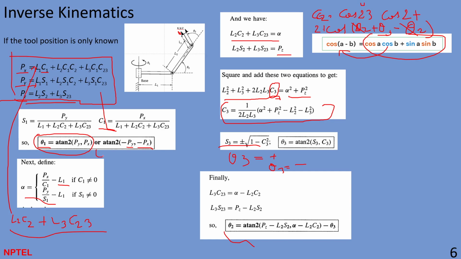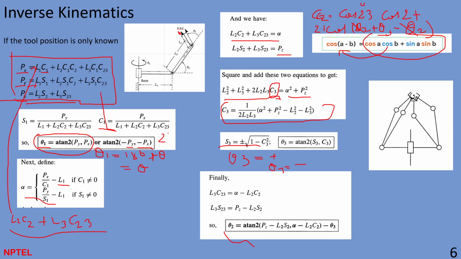One theta one will be 180 plus theta, and the other will be theta only. There is always a difference. So there are two theta 1 and there are two theta 3. So there are four combinations which you can reach at that point. This is what multiple solutions look like.